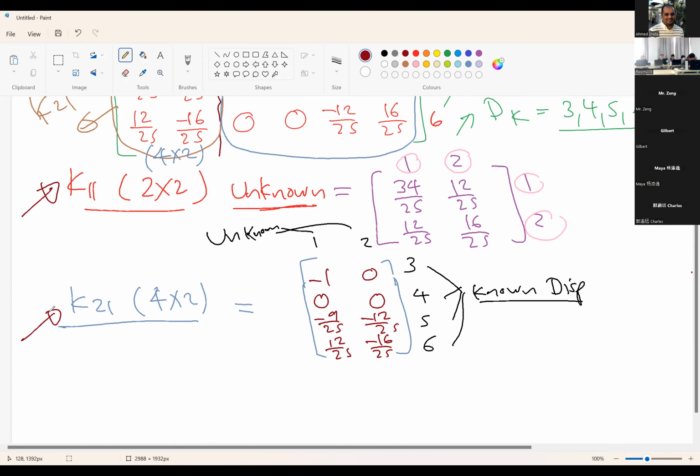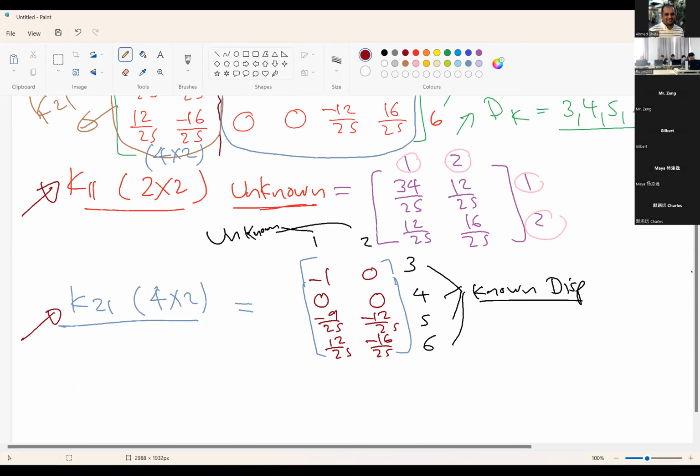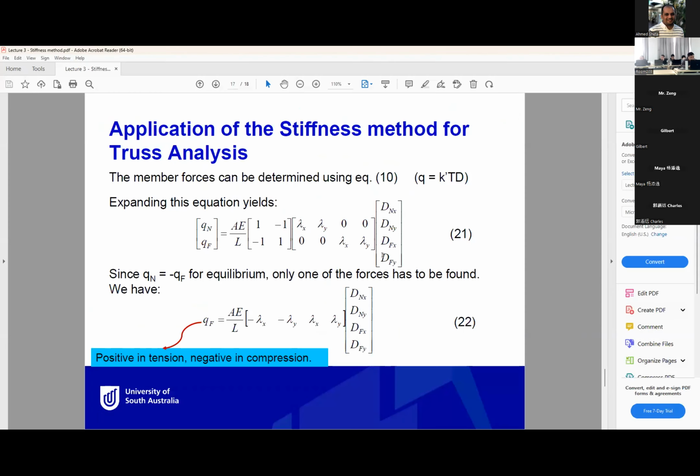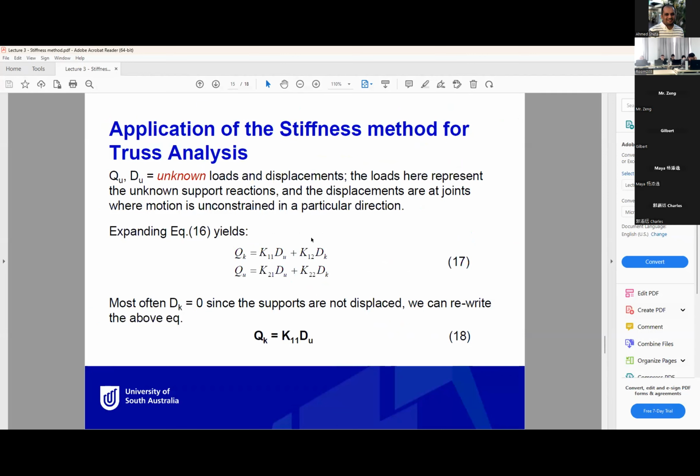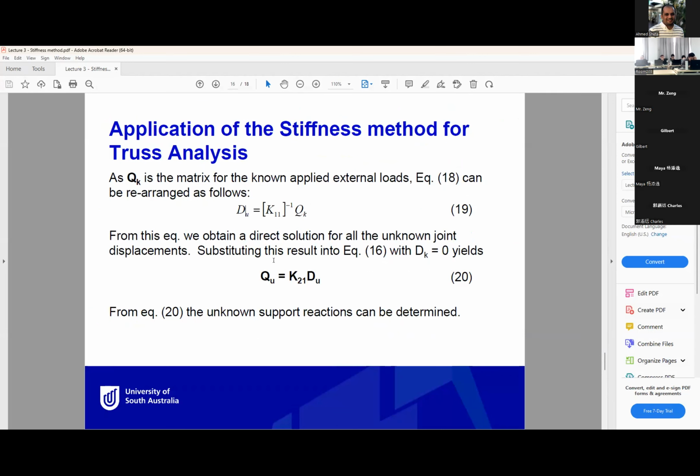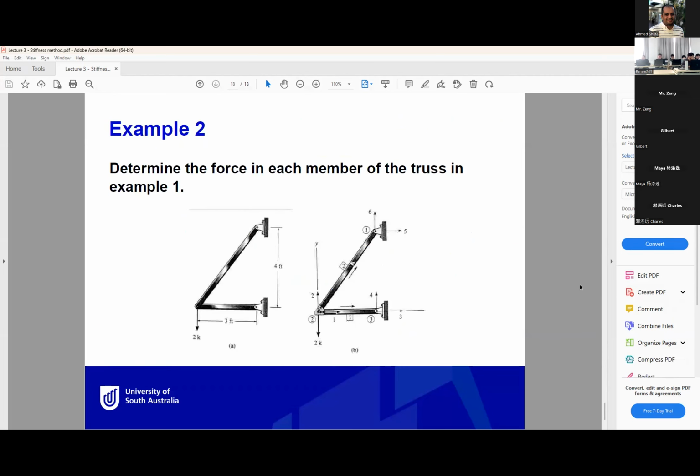So using K11 and K21, what can we do with these two? If we go back to the slides, using K11 and K21, we can find the unknown displacement du and the unknown reaction qu. Okay, do you have any question for this one?